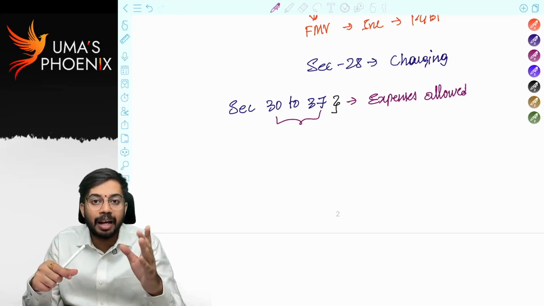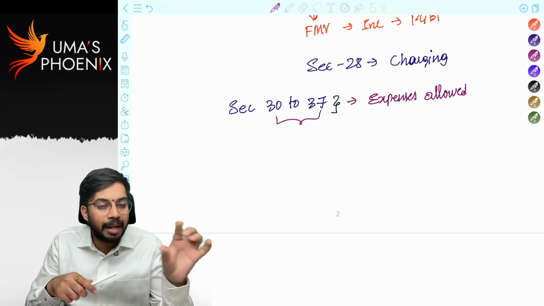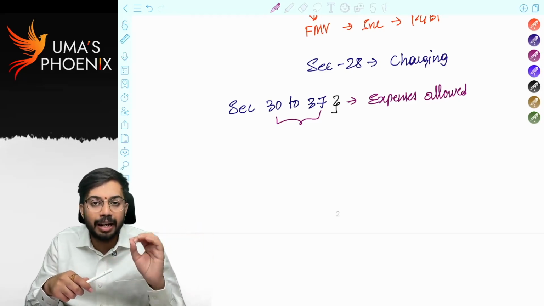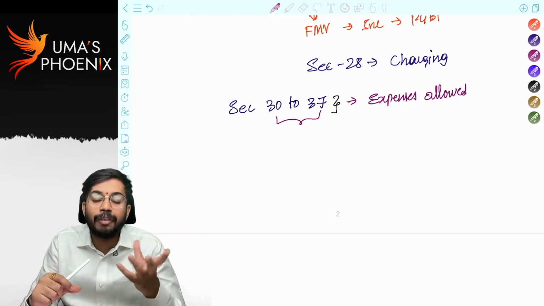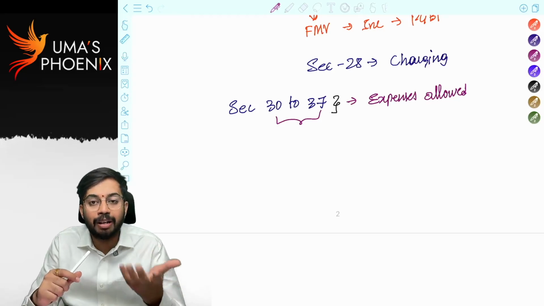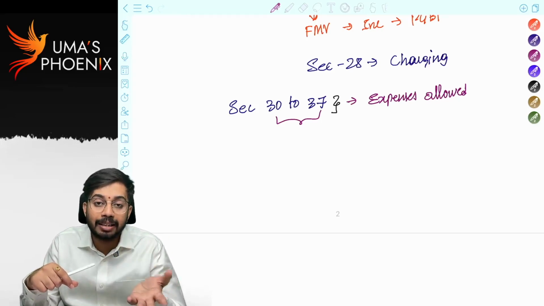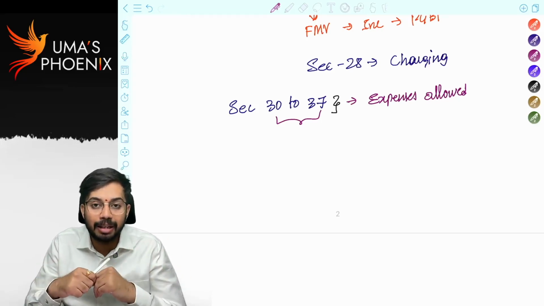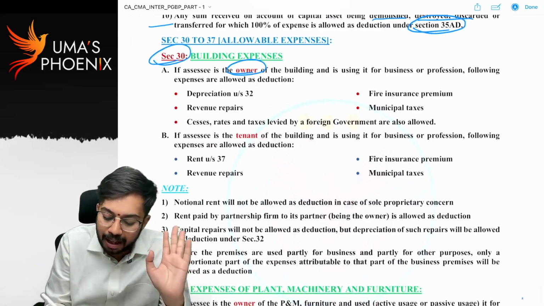On this building, I can claim depreciation. Whatever repairs and maintenance expenses there are, I can claim as deduction. For this building, I took fire insurance. Whatever fire insurance premium I have paid, that also I can claim as deduction. For this building, I am paying municipal taxes. Those municipal taxes I can claim as deduction. So all these expenses are allowed as deduction if you are owning the building as owner.